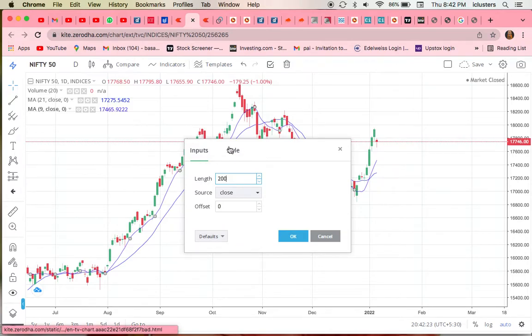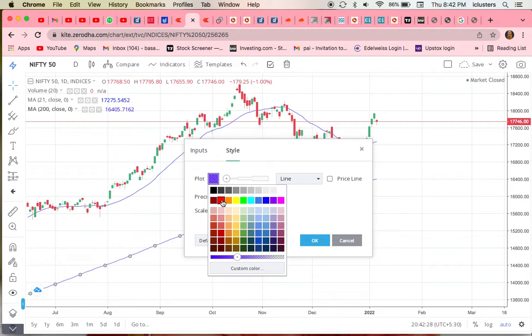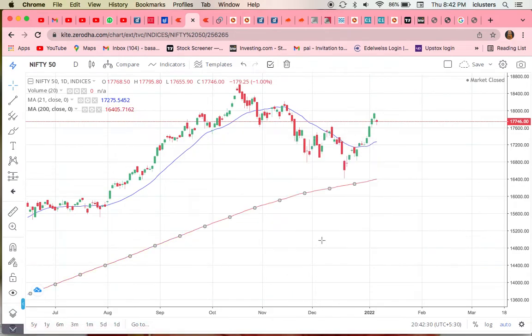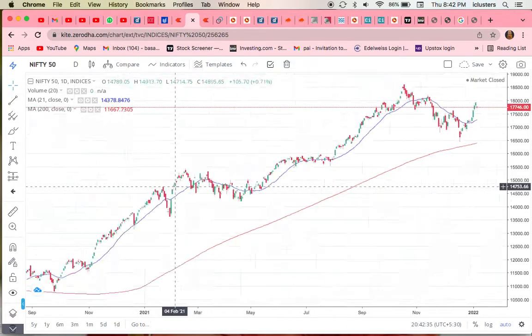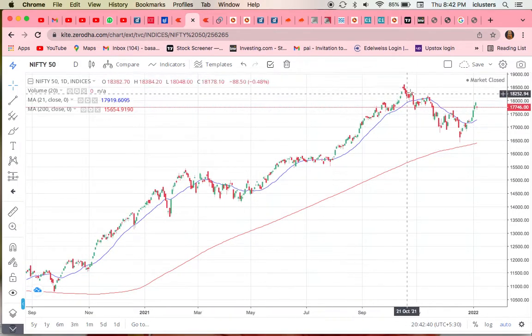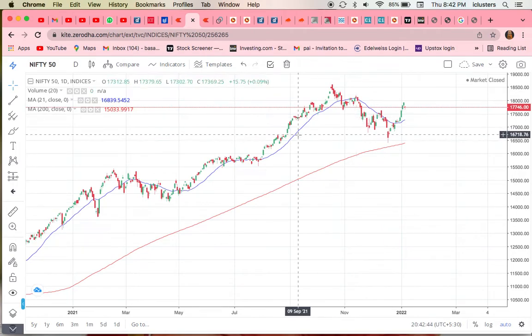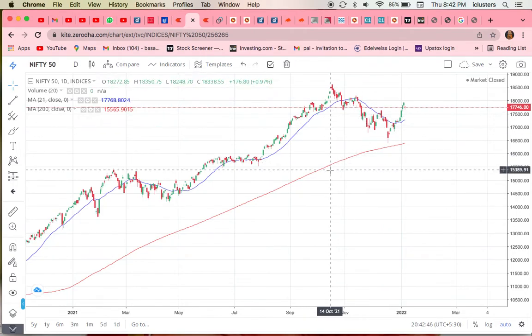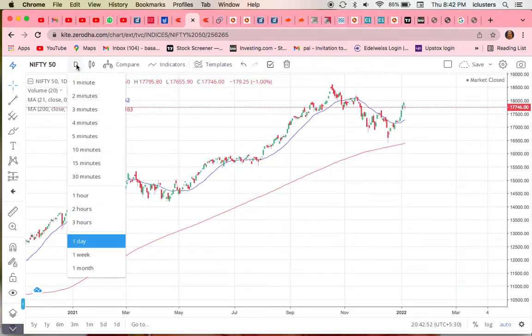Here, enter 200 and click here. I changed this color to identify it very easily. I will tell you why I apply these two indicators. This is very important, because just applying is not the matter, but why we need to apply this indicator, that is very important.